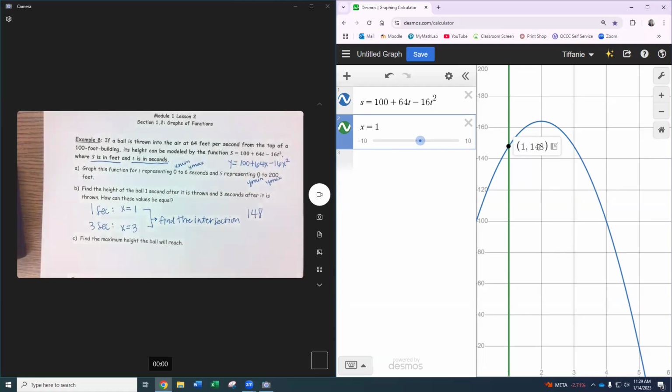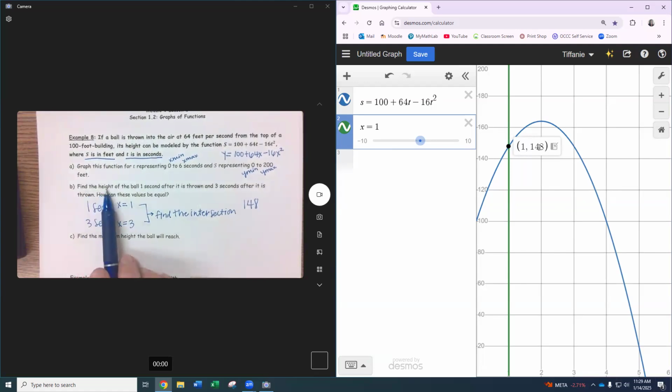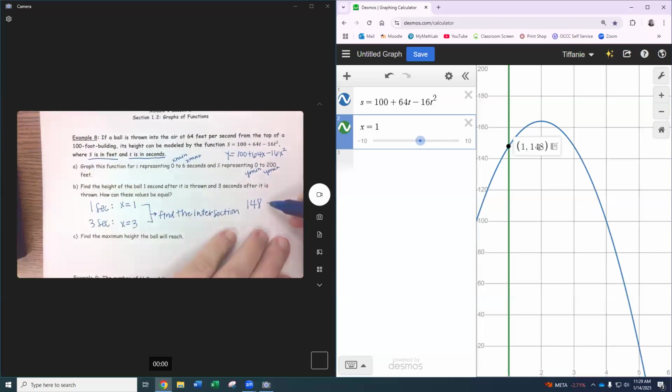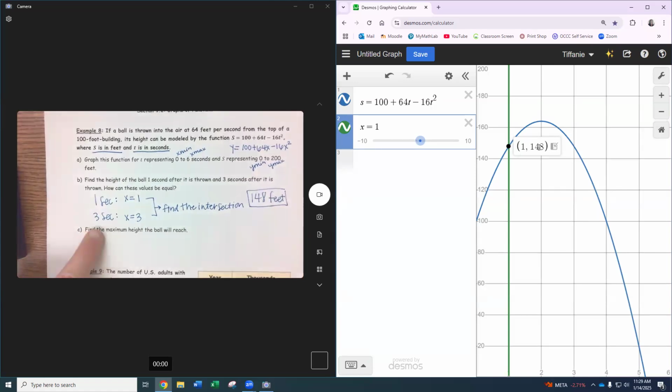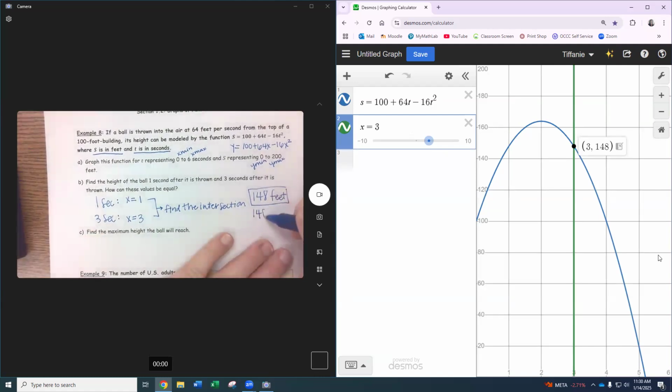Okay, now word problems need word answers. It says find the height of the ball. So my answer is not 148, it's 148 feet. I'm in units of feet here. Okay, let's try at 3 seconds. So now I'm going to just change this to a 3. And where is it intersecting? At again, 148 feet.